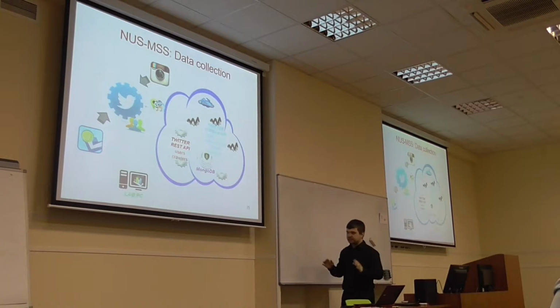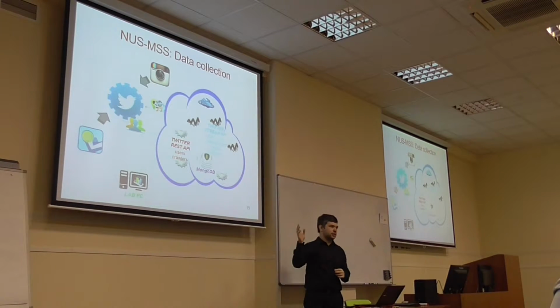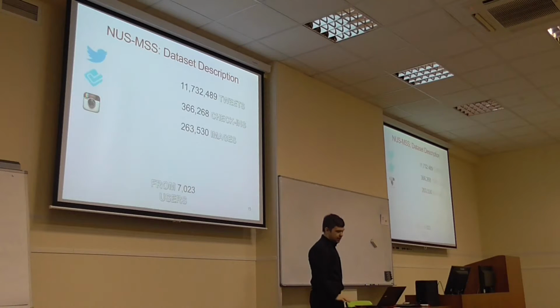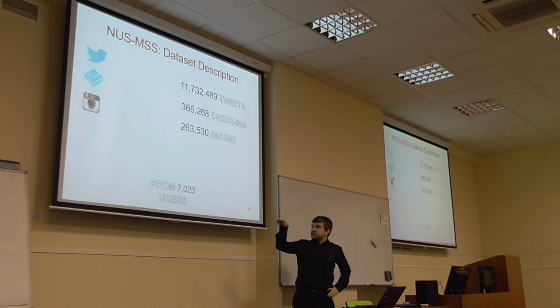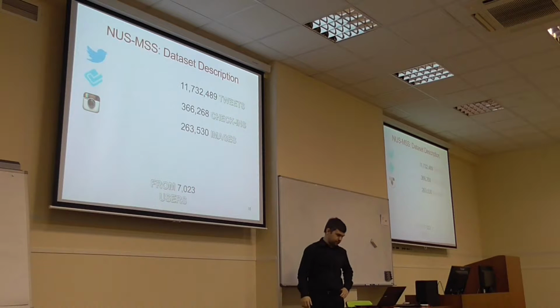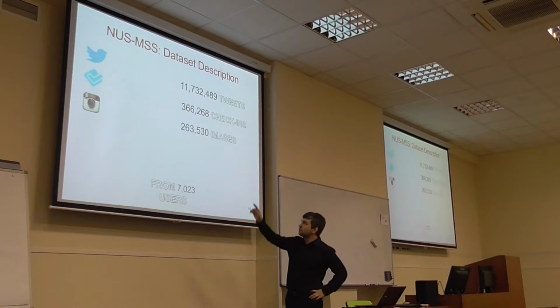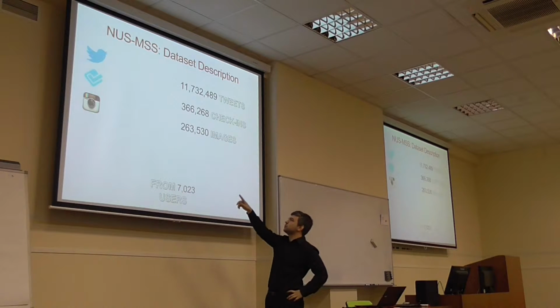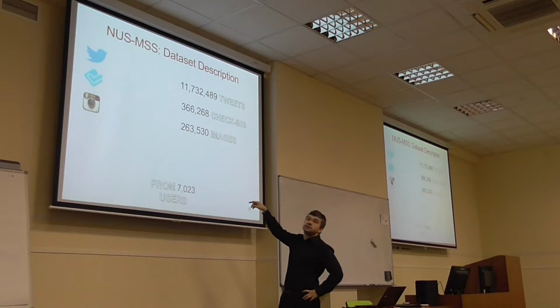The whole thing looks like this. You can use other sources, and it will work quite well for this. So these are numbers of the Singapore part. We have 3 social sources: tweets, check-ins, and images. And this is the Singapore part of the data set. We have quite many tweets, and quite many check-ins, and quite many images.